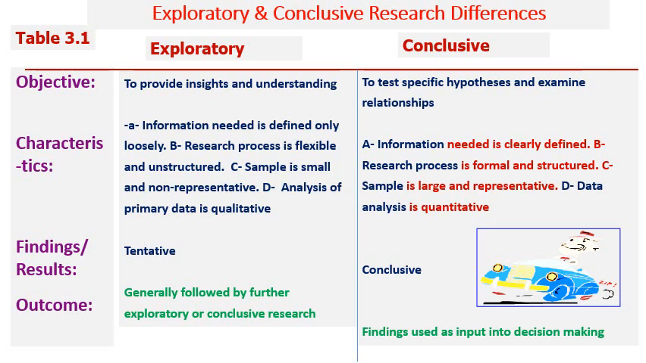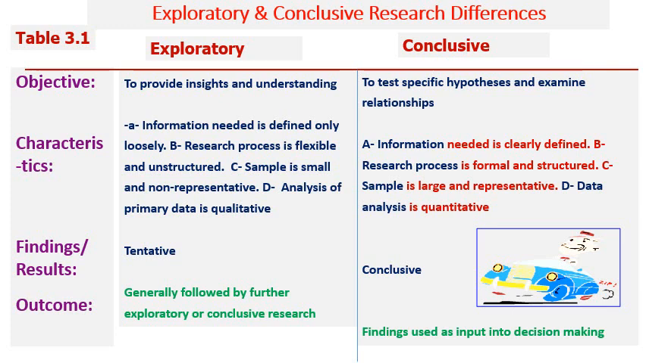The other factor of comparison is characteristics. We've got here four characteristics of exploratory. Number one, information needed is defined only loosely. B, research process is flexible and unstructured. C, sample selected is small and non-representative of the entire population. D, analysis of primary data is qualitative.